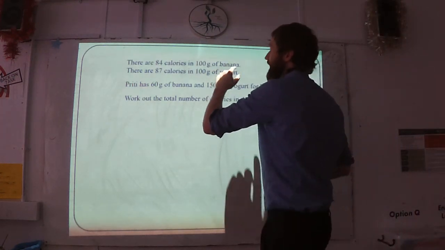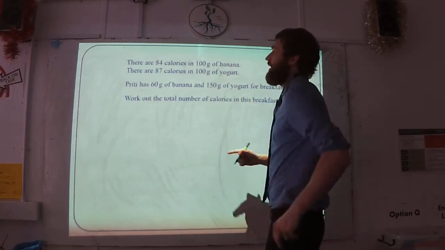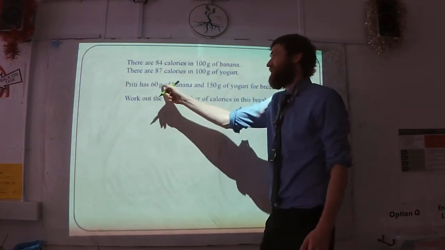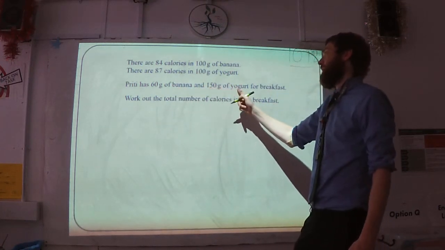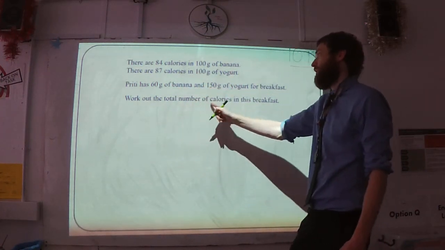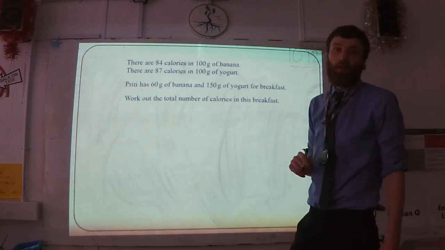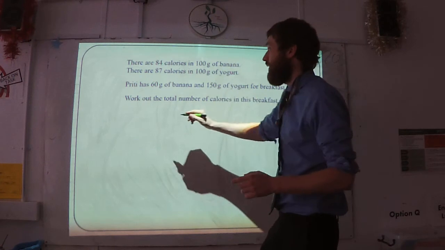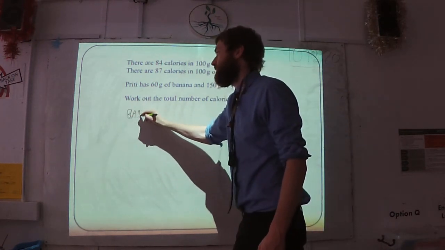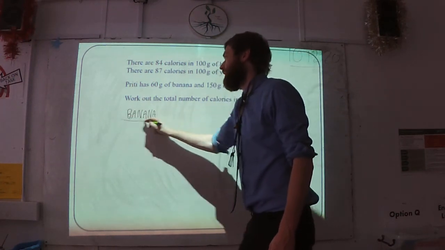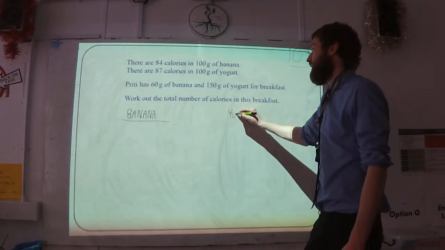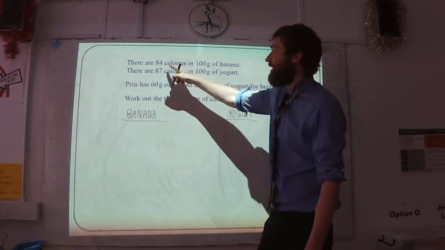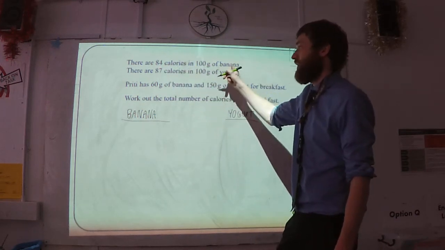There are 84 calories in 100 grams of banana. There are 87 calories in 100 grams of yogurt. Pretty has 60 grams of banana and 150 grams of yogurt. Work out the total number of calories in this breakfast. Okay, the second you see any question written like this, you need to write down banana here. You need to write down here yogurt.